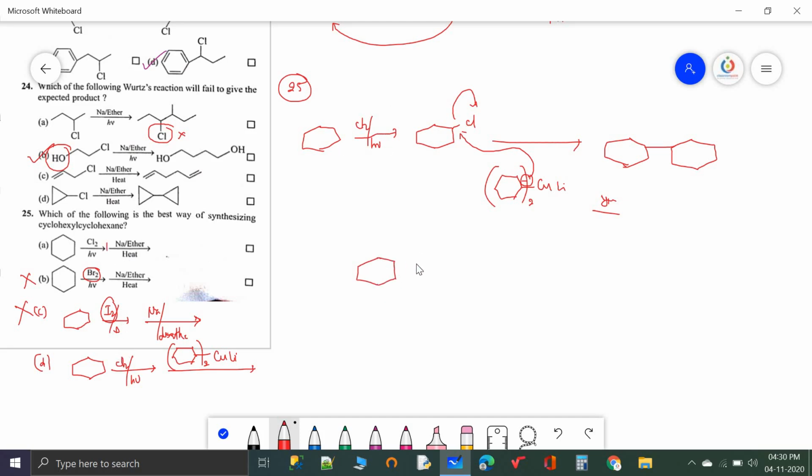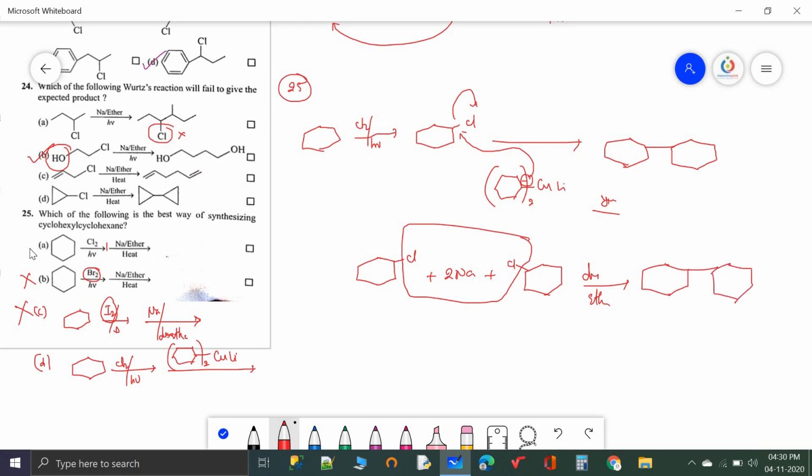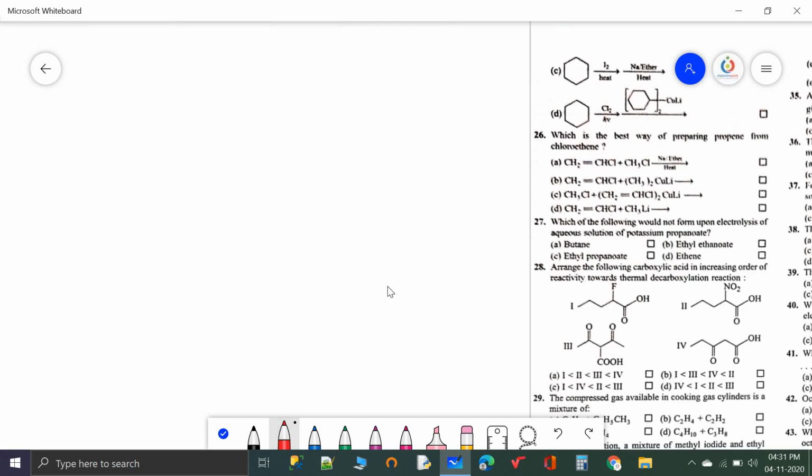So chlorocyclohexane reacts with 2 moles of sodium. Here no attacking groups are there, just replacement of these chlorines by the sodium, so that we get the cyclohexane. So option A is correct. Now let us solve question number 26.